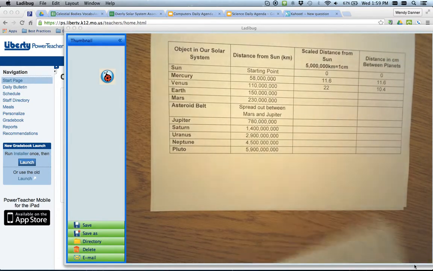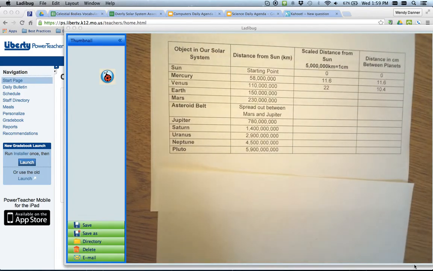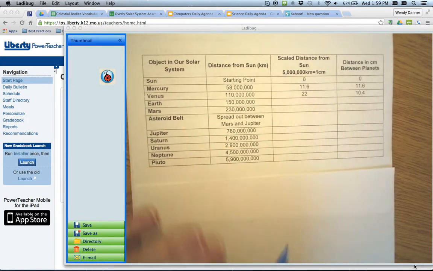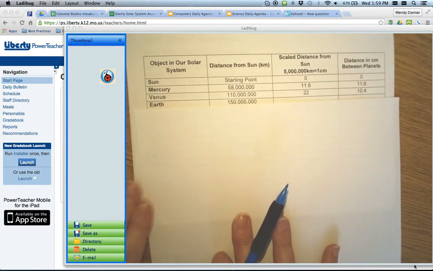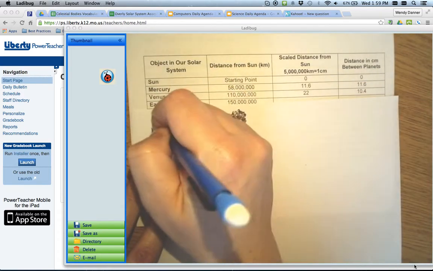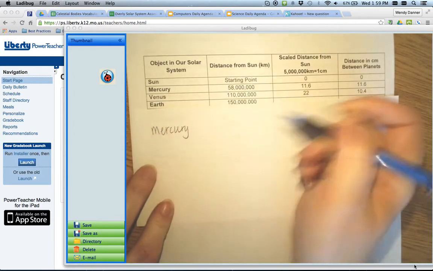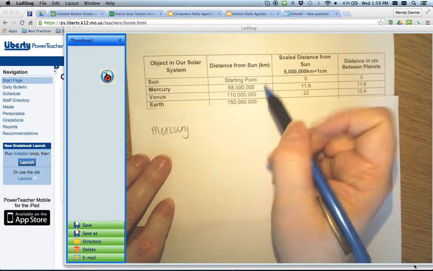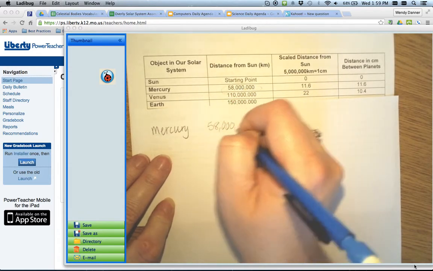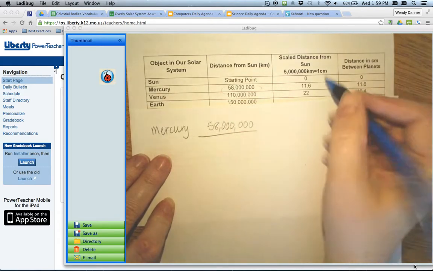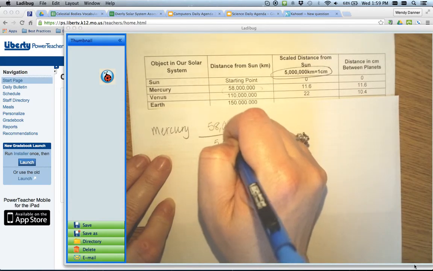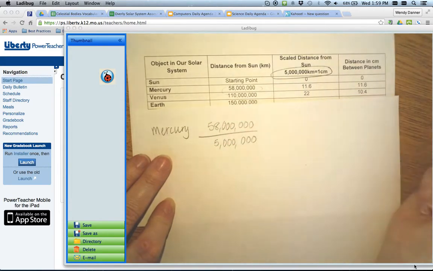Okay. So here's what we have. For this one down here, we are finding the scale distances from the planet to the sun, okay? So essentially, it's going to be the same concept. I'm going to go ahead and do Mercury. They've already done the math for you, but I want to explain how they got that. Okay, so it's going to be the same setup as you had earlier. You're going to have the number that they've given you for the planet, which in this case is 58 million, and I'm going to divide that by what their scale is, which for us, for this section at the bottom, is going to be 5 million.